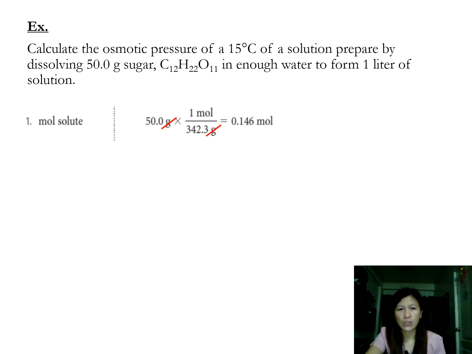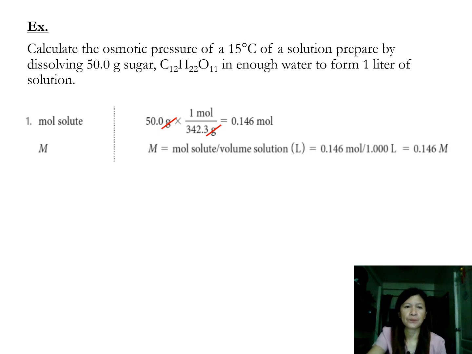So as we always do, converting mass to mole is considering the molar mass of the substance. The molar mass of our sugar is given here at 342.3 gram. So to convert 50 gram of our sugar to mole of sugar, we do the operation 50 times 1 divided by 342.3. That will give us, cancelling gram, 0.146 mole.